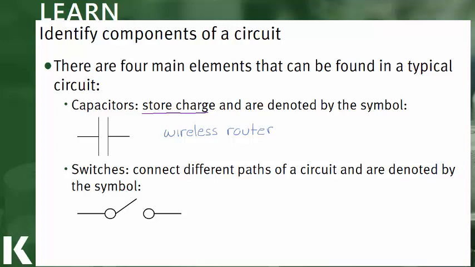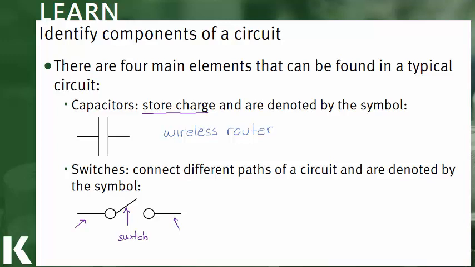Finally, we have switches, and these are used to connect different paths of a circuit, and we see the symbol here where this guy here is the switch. And we have two different arms of the circuit on either side.